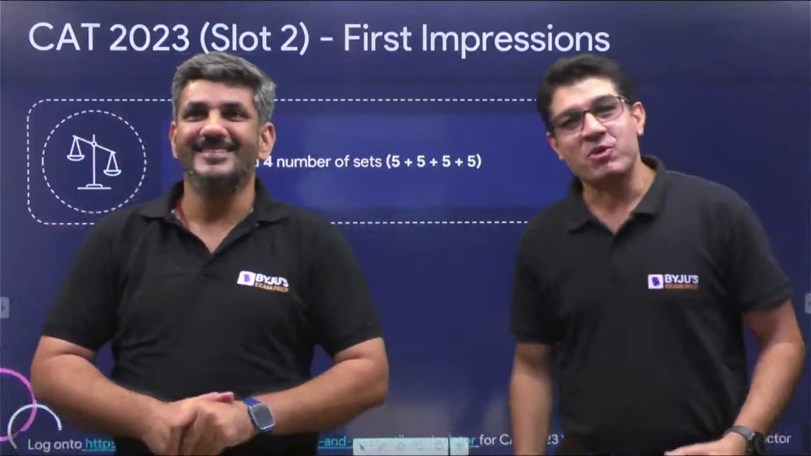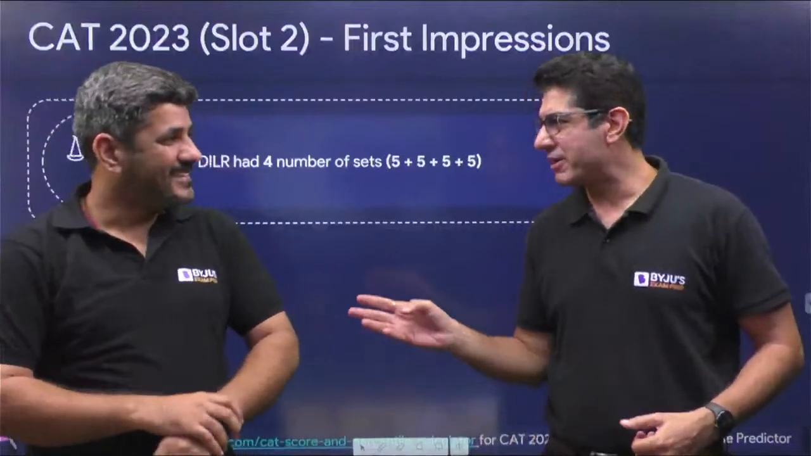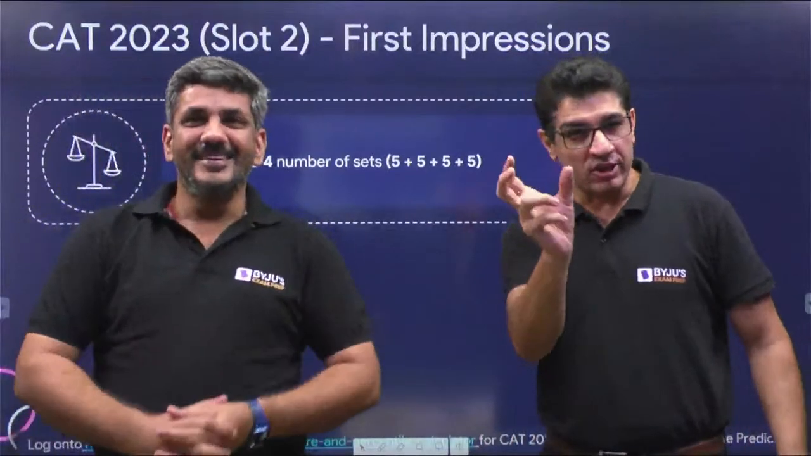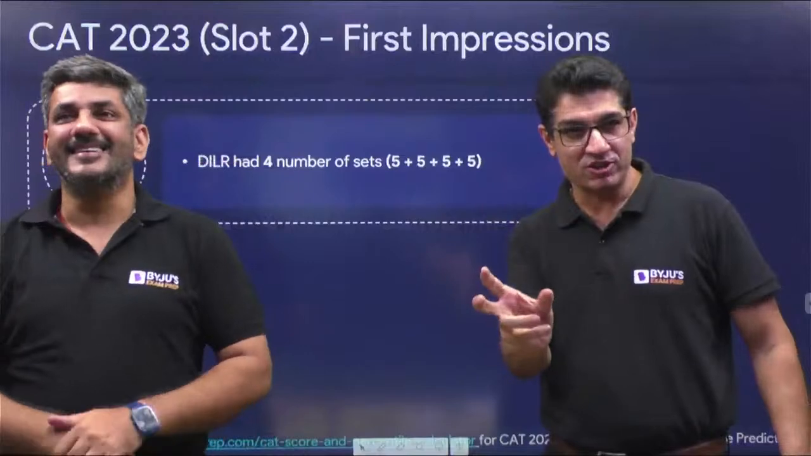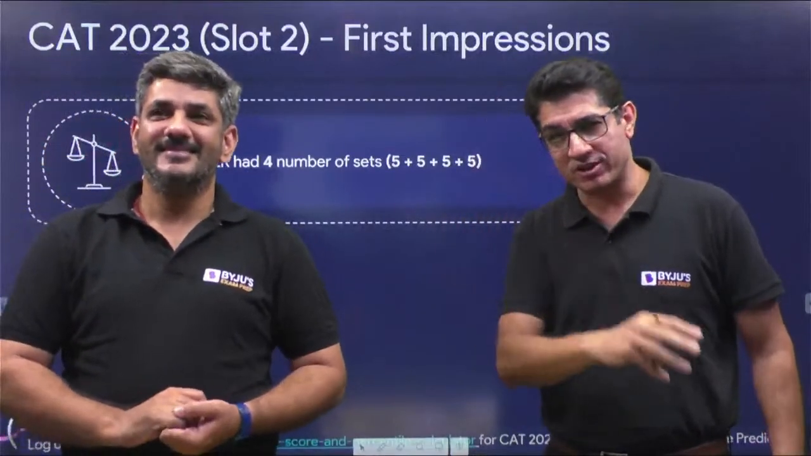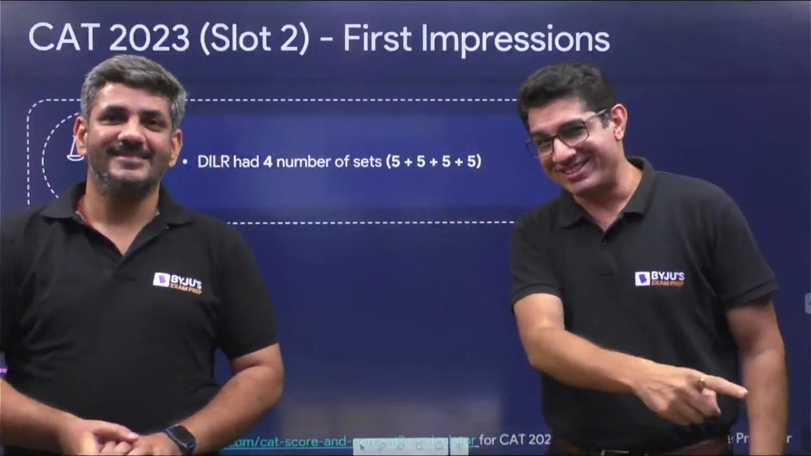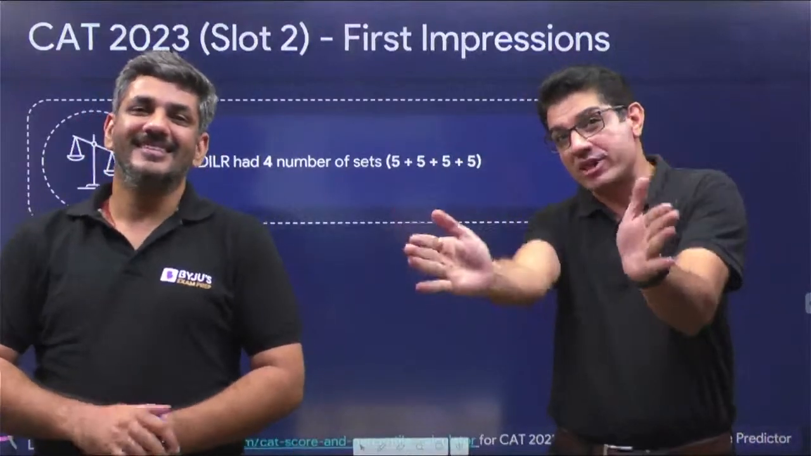So the question stem, initially when I read it, looked like the Ali Baba Chalis Church, because there are 3 rows of 3 boxes each. Every box has 3 pouches. Every pouch has coins between 1 to 9, both inclusive.